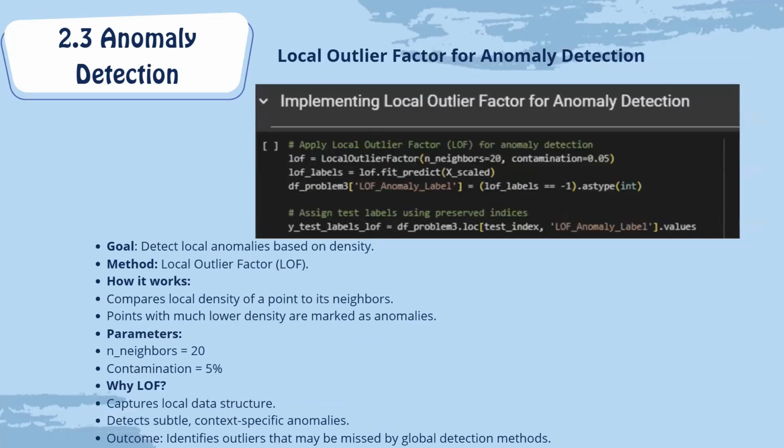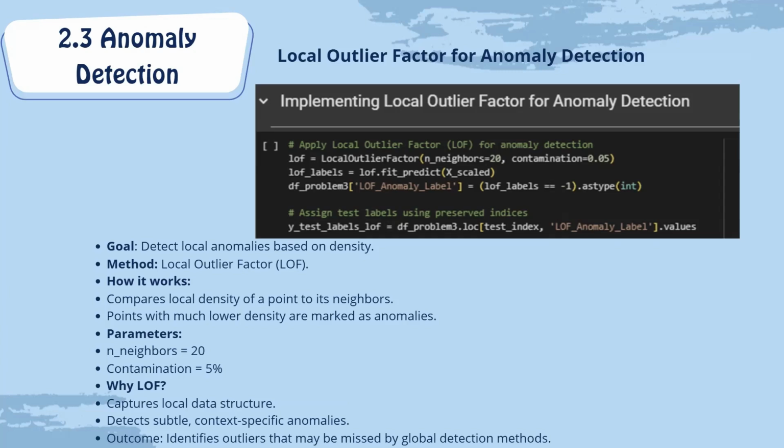So the third one is local outlier factor. This is to detect local anomalies based on densities. The method we use is LOF. How it works: it compares the local density of a point to its neighbors, and points with much lower density are marked as anomalies.